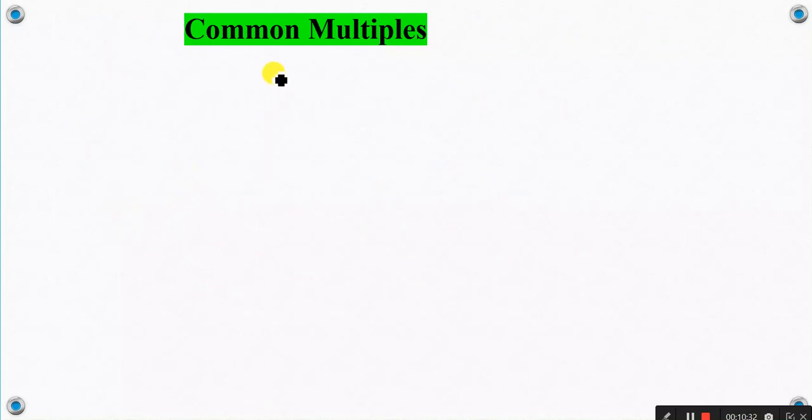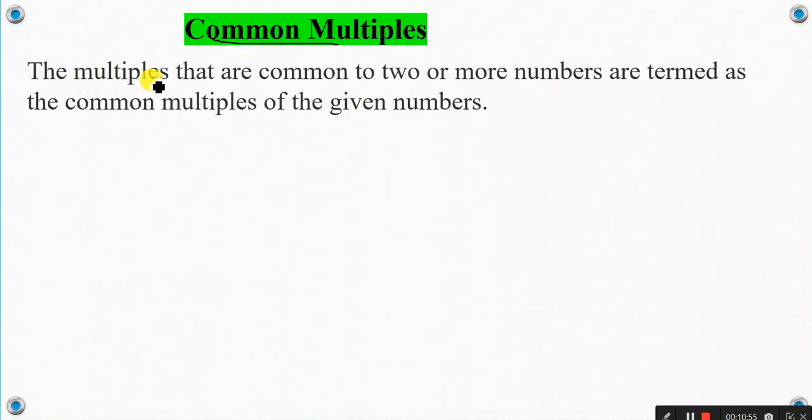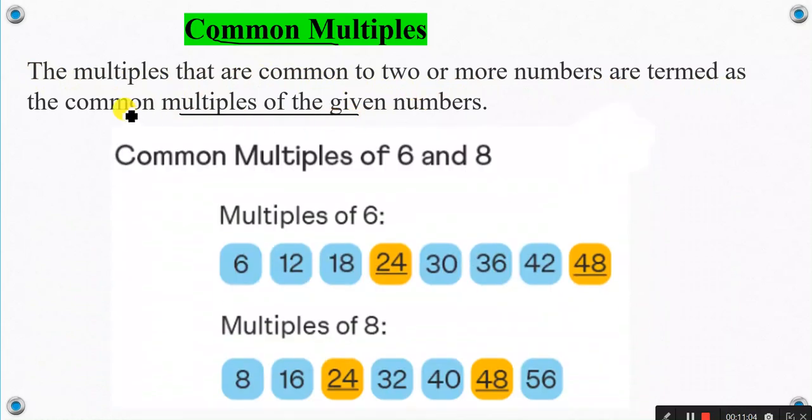Next we see common multiples. A common multiple is similar to a common factor, but we multiply the given number starting from 1, and multiples have no end. So the multiples that are common to two or more numbers are termed common multiples of the given numbers. Let us see this with an example.